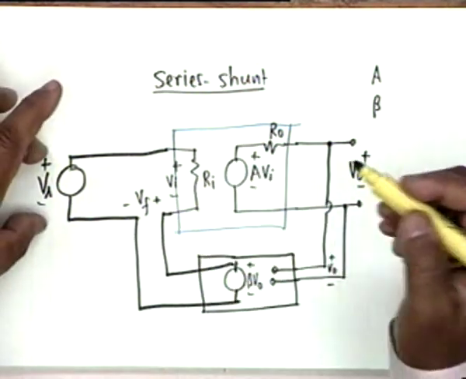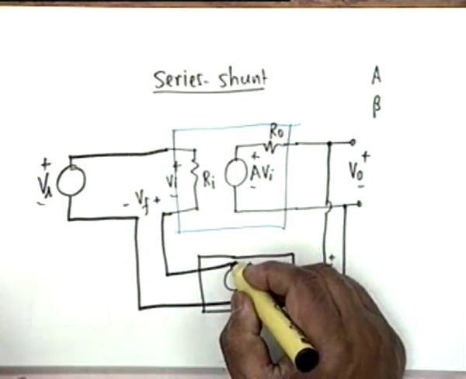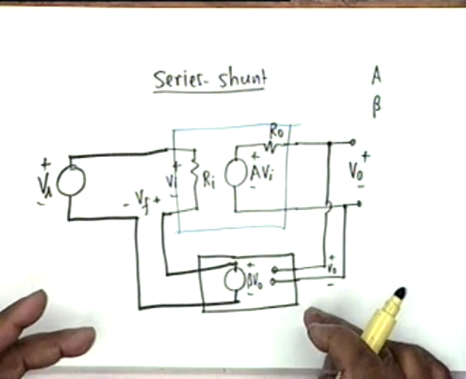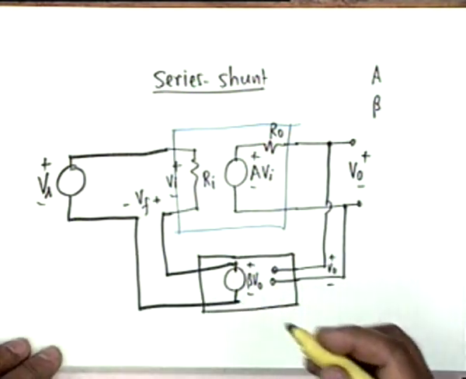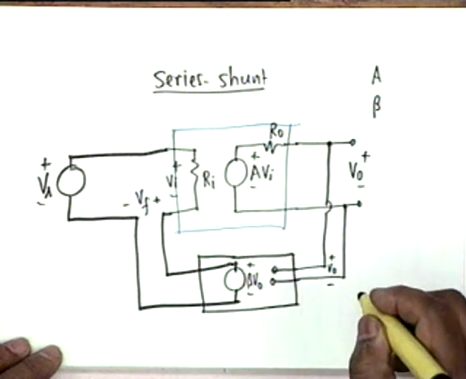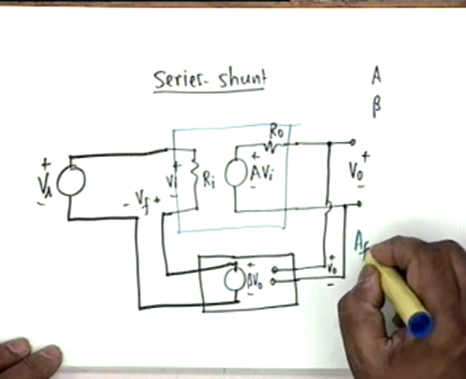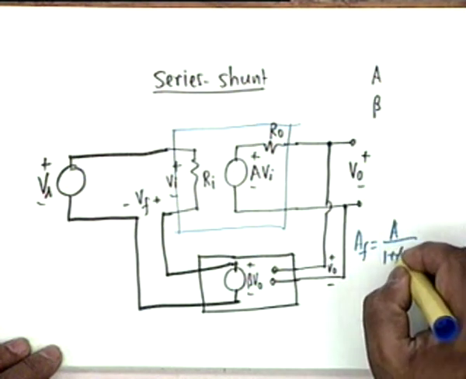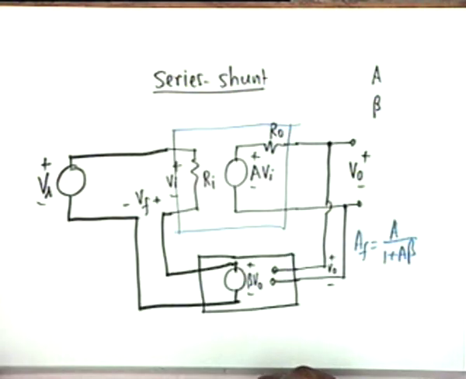Vi plus Vf is equal to Vs, and therefore I have made a negative connection, negative feedback. This is the ideal case in which the A circuit and the beta circuit are obvious. And we have seen that, can you tell me what would be the gain with feedback? Of course, it would be A by 1 plus A beta.